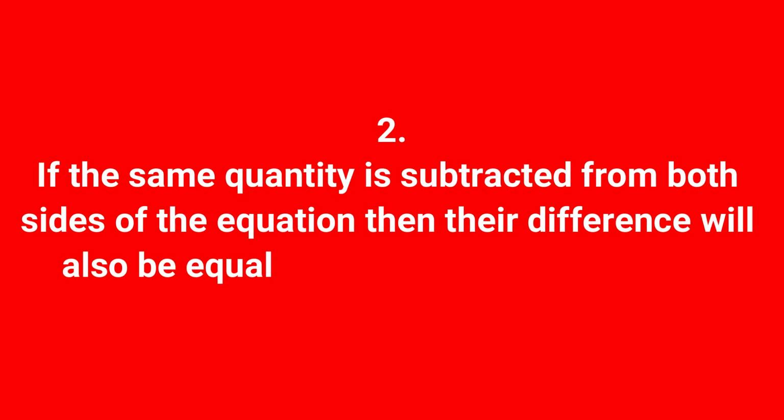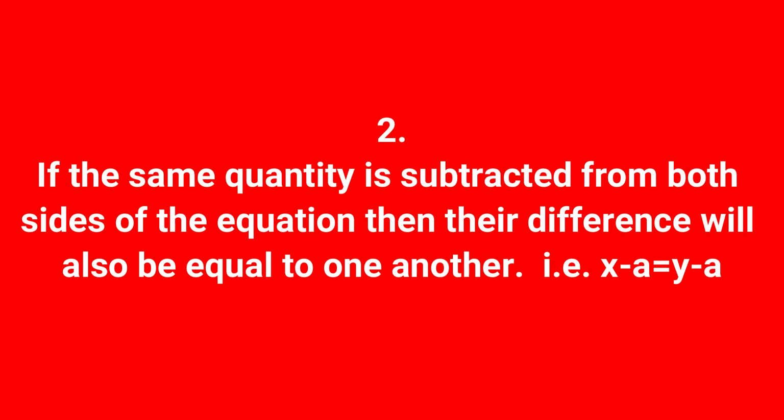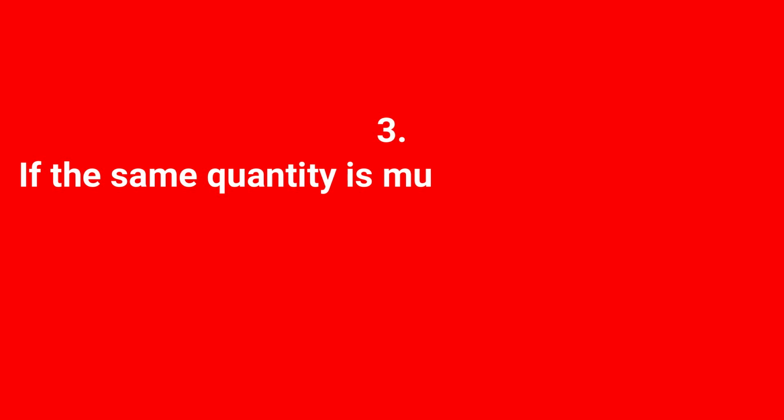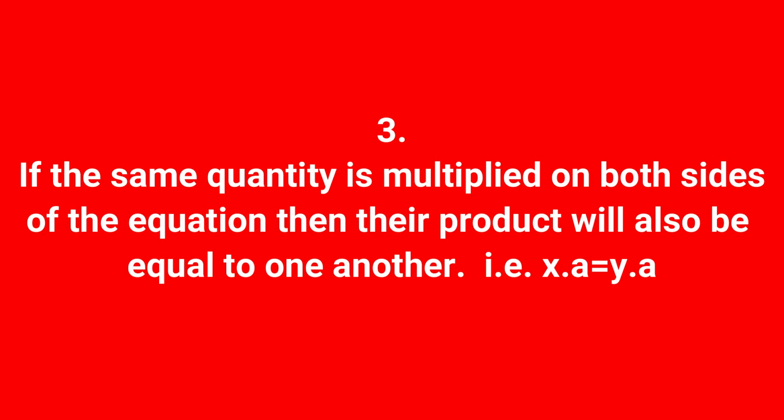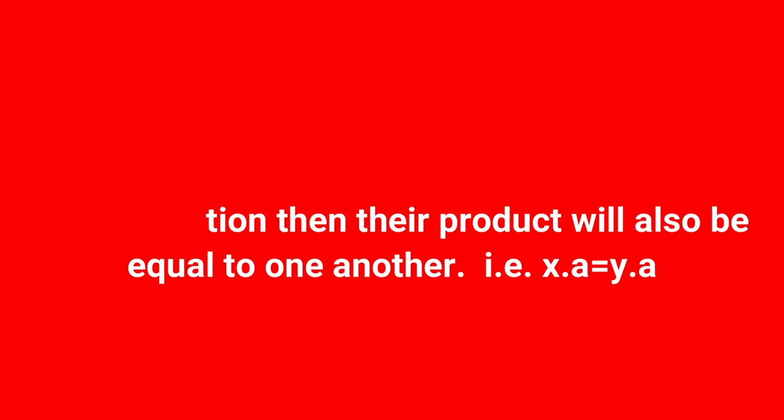Rule number 2, if the same quantity is subtracted from both sides of the equation, then their difference will also be equal to one another, such that x minus a equals y minus a. Rule number 3, if the same quantity is multiplied on both sides of the equation, then their product will also be equal to one another, such that x into a equals y into a.